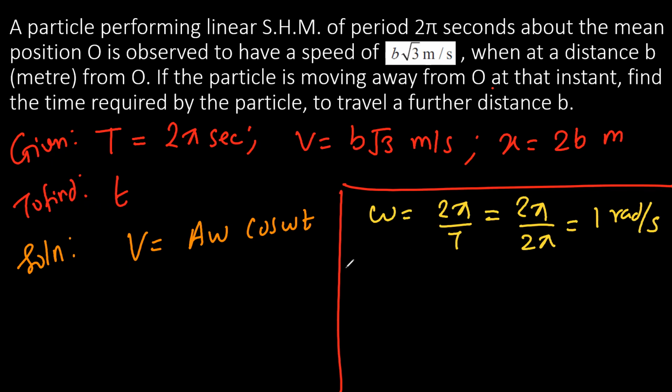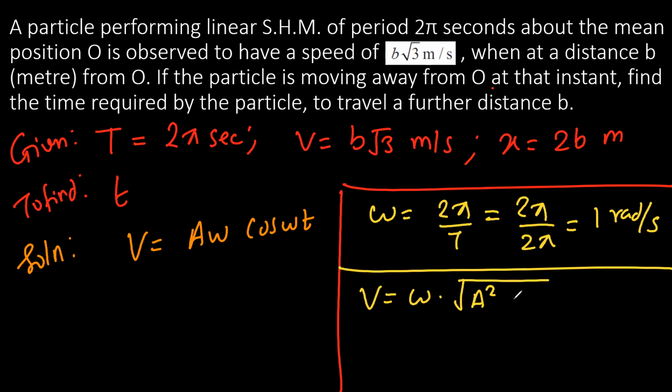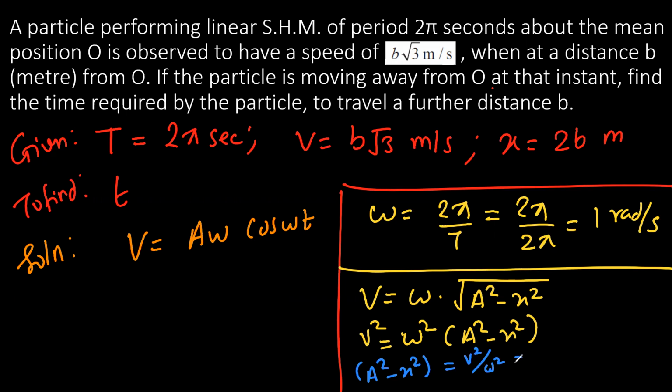Omega तो मिल गया. Let's go for the a. See, v is equal to omega into square root of a square minus x squared. So if I want a, we can take square on both sides. Okay. So what is a square minus x squared? It's v square upon omega square. So what is v square? It's 3b square. तो यहाँ पे क्या आएगा? 3b square. Omega is 1 only, so 1 square is 1.